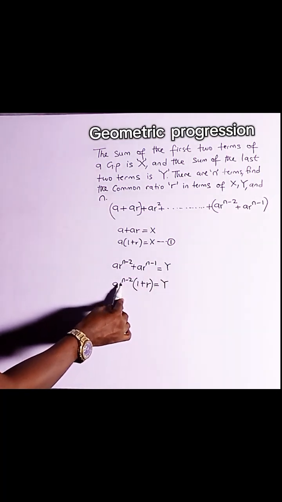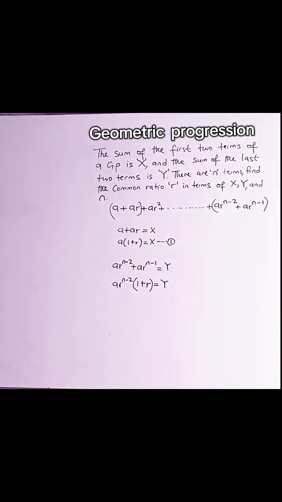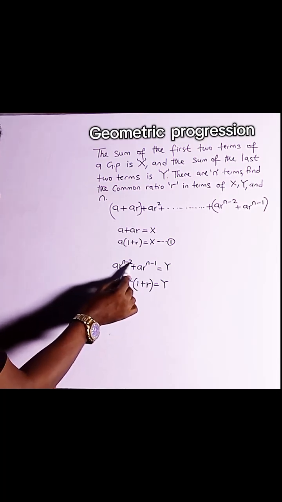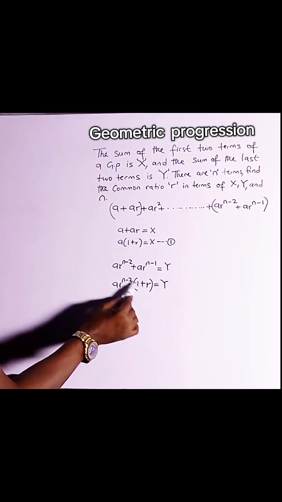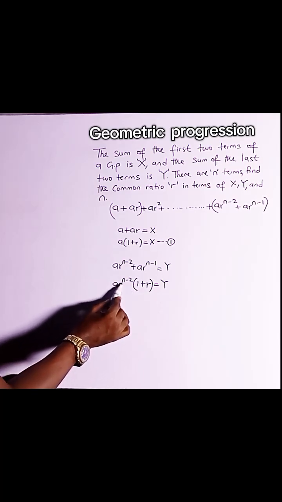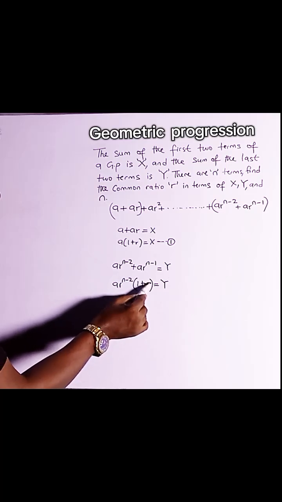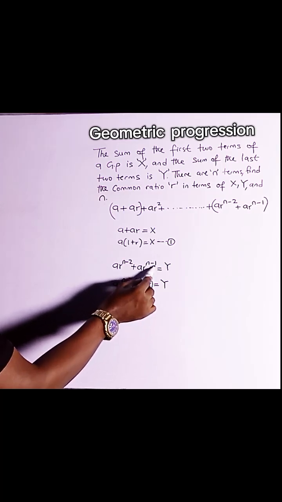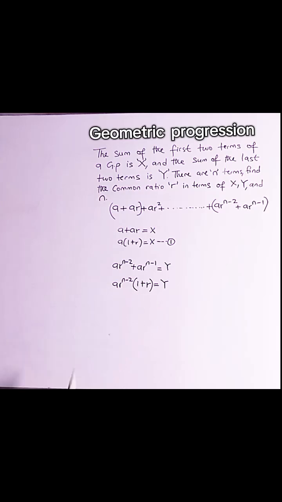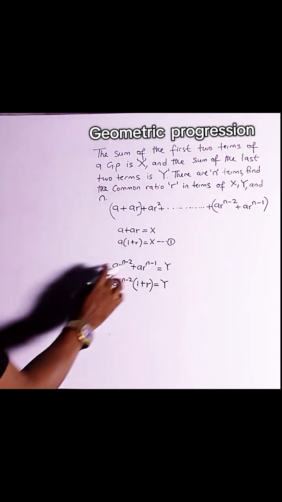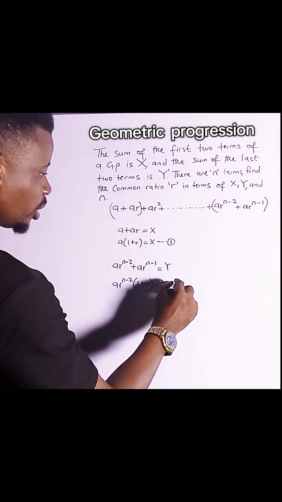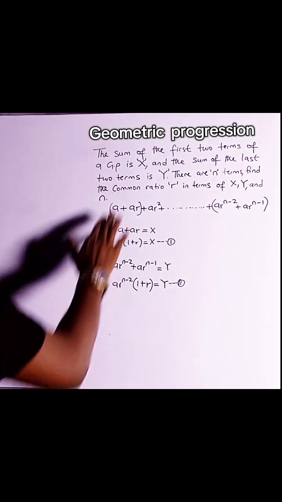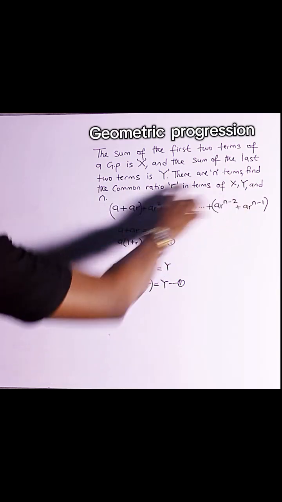If you are confused about this, try expanding the brackets. You will see that r raised to power n minus 2 times 1 is r raised to power n minus 2. R raised to power n minus 2 times r is what? Since the bases are the same, the powers you just add. Minus 2 plus 1 will give you minus 1. So this is the factorized form for this. Now we have this as equation 2. Now remember the question says find the common ratio in terms of x, y, and n.